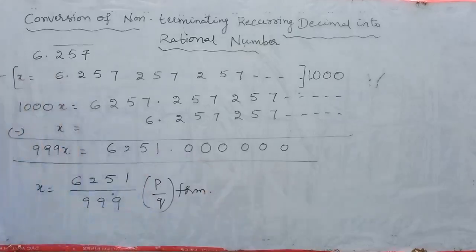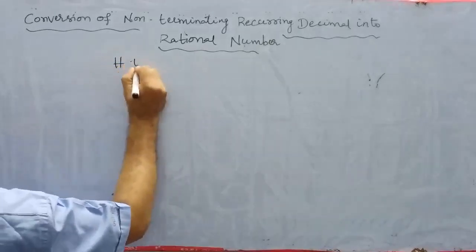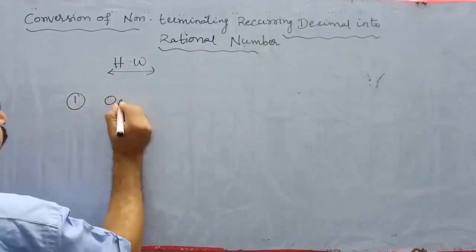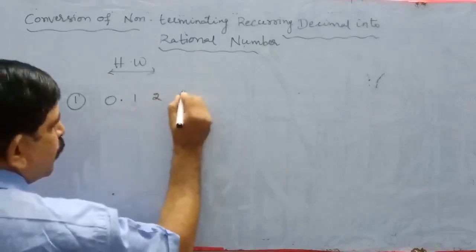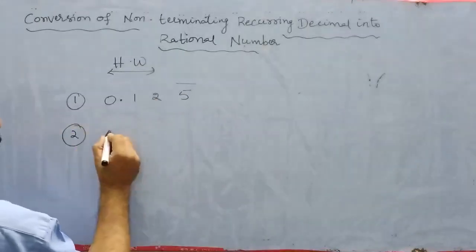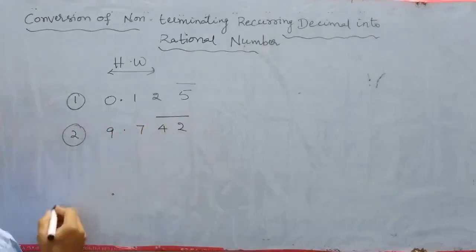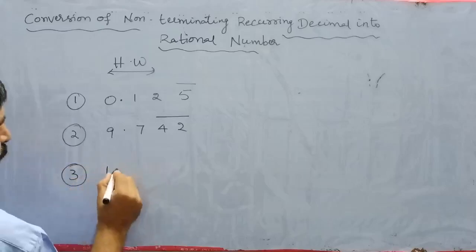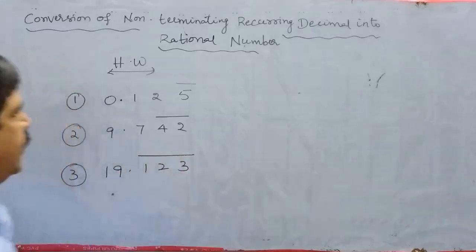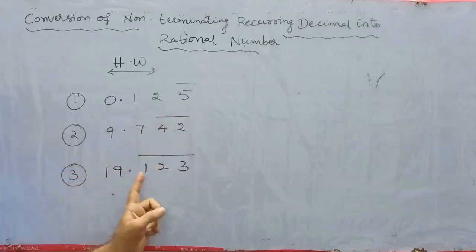Okay children, try to do these problems as homework. First one, 0.125 bar, with only the 5 repeating. Second one, 9.742 bar. Third one, 19.123 bar. For the first problem, 5 bar; second one, 42 bar; third one, 123 bar.